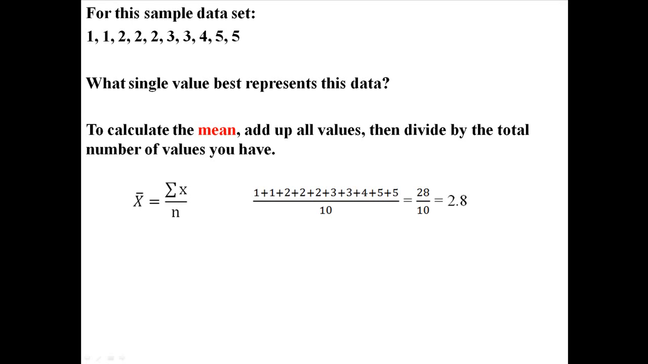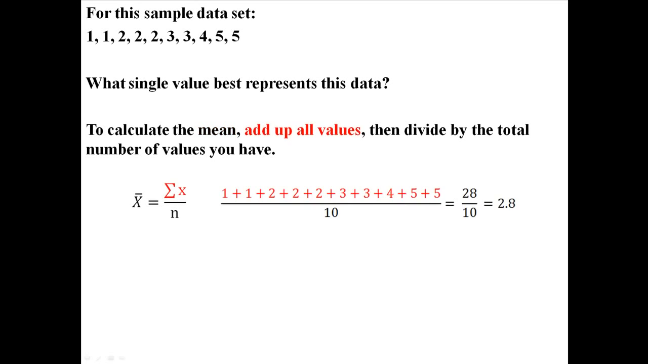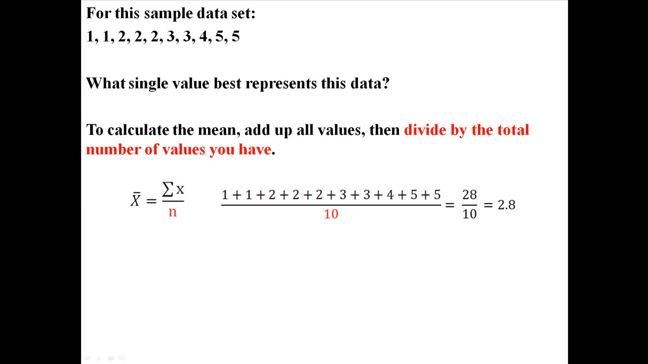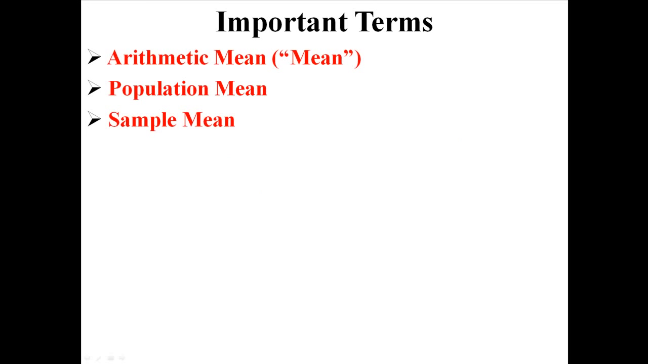So back to the original example, remember we found the mean of 2.8, first by adding up all the values on top, and then dividing by the total number of values that we had. And that's all there is to it. That's the arithmetic mean, and realize the subtle differences between the population mean and the sample mean.